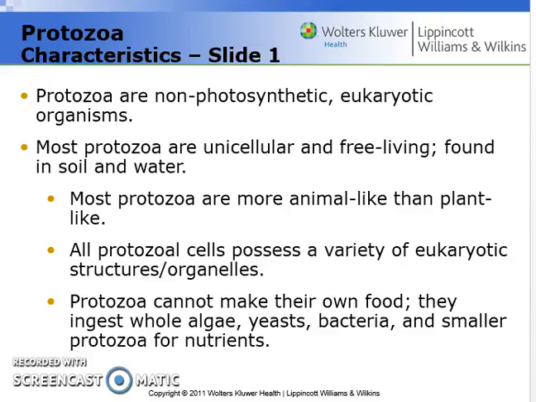These organisms do not maintain photosynthetic properties. So protozoans are non-photosynthetic. They are still eukaryotic organisms, because everything in this chapter we're studying is eukaryotic. And some are going to be mostly unicellular. And by unicellular, we just mean that one cell is equal to one organism. They're also free-living, which means that they don't necessarily reside as parasites or live on another host organism.